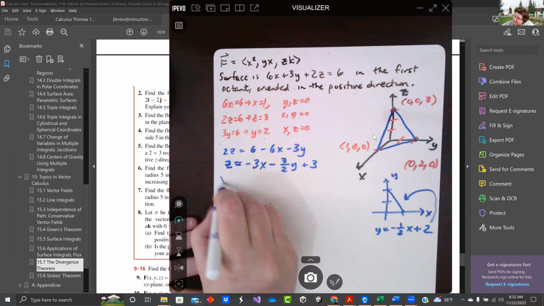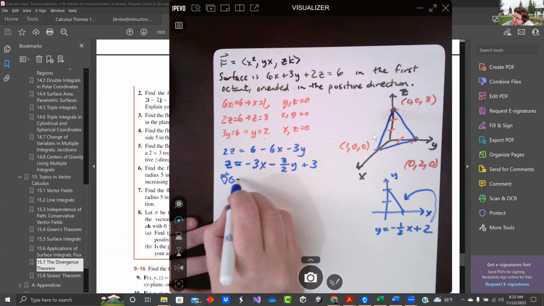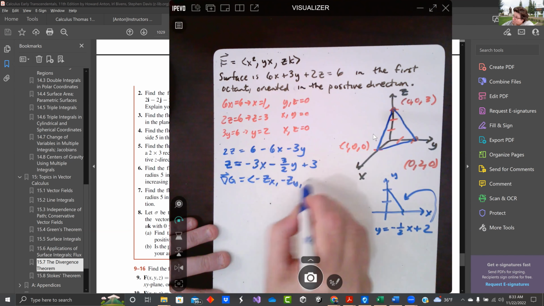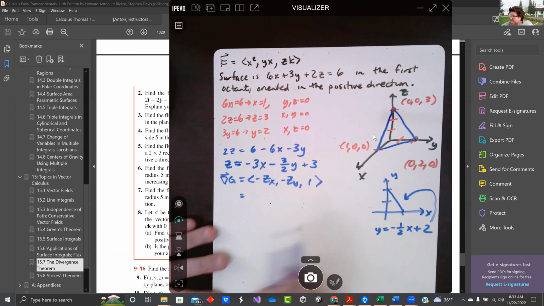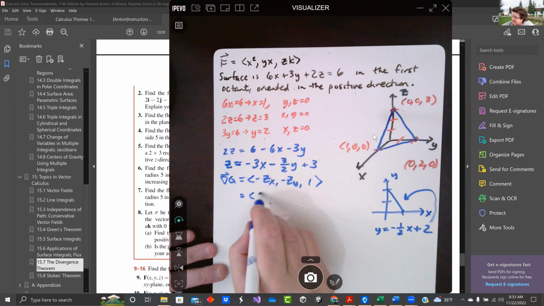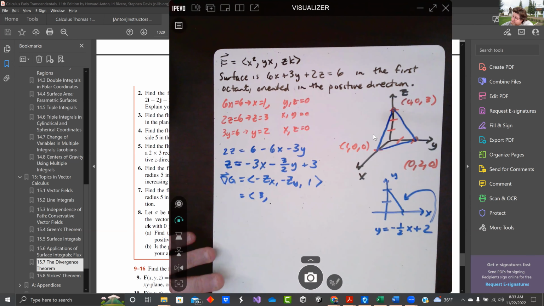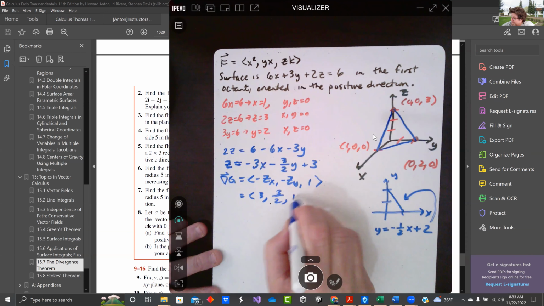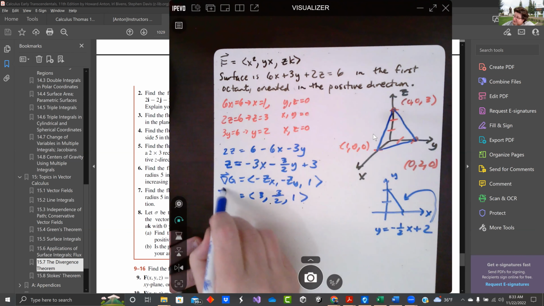Which makes getting grad G handy. It is positive orientation, so I just recall this is -zx, -zy, and 1. So the derivative of z with respect to x is -3, but we're making it negative, so that's +3. Derivative of z with respect to y is -3/2. We're doing the opposite sign, so +3/2. And we've just got the 1. So that's my grad G.